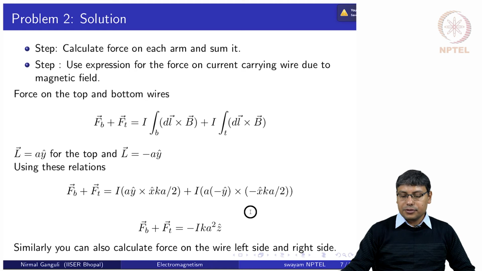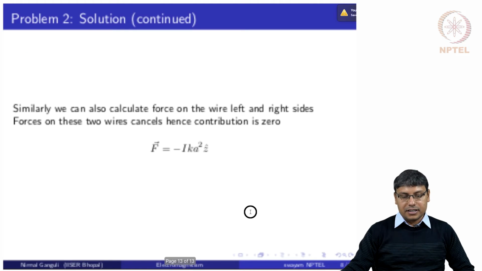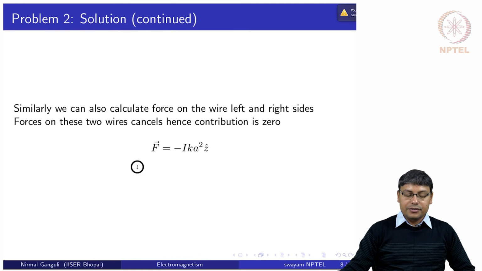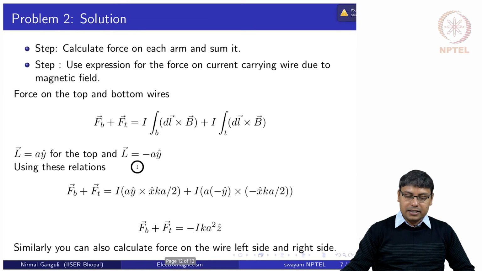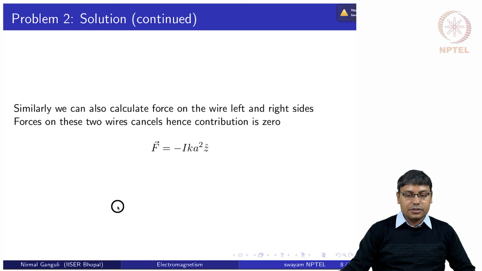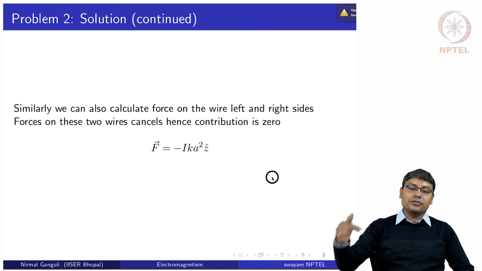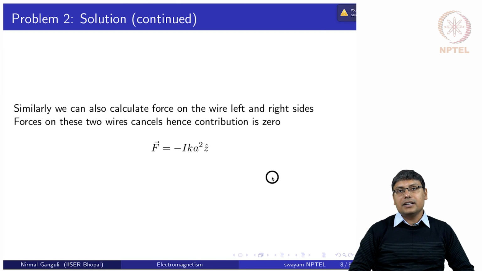Similarly, you can calculate the force on the wire from left side and right side, but if you calculate the force on the left side and right side, there won't actually be any resultant force. That force will cancel each other. You can find out from the situation what we have. Therefore, the total force on this current carrying loop will be F equals minus I k a squared, and that's along z cap direction. That means the total force would be along the negative z direction. Okay, that's about this tutorial.